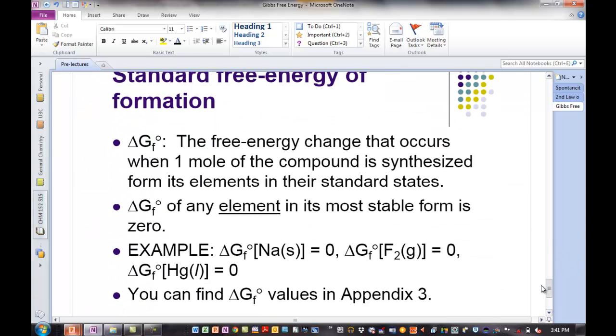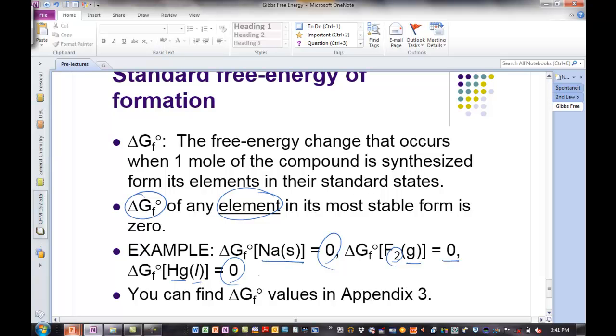I do want to point out about delta G of formation, just like delta H of formation, if it's an element, composed of only one type of atom, and it has to be in its most stable form at room temperature, it has a delta G of formation of 0. Sodium at room temperature exists as a solid, a metal, 0. Fluorine at room temperature exists as a gas. It also exists as a diatomic gas, delta G of formation and delta H of formation of 0. Mercury exists as a liquid at room temperature, delta G of formation and delta H of formation of 0. You can look these up in the appendix of the book. More likely than not, you'll look them up in Sapling.